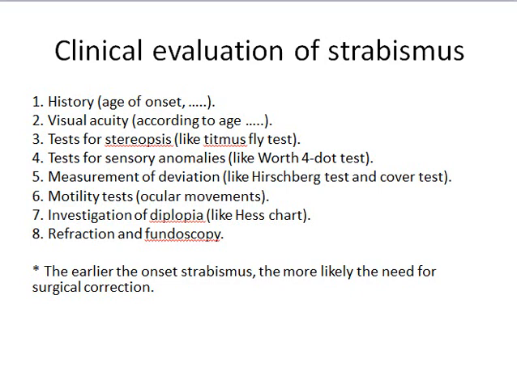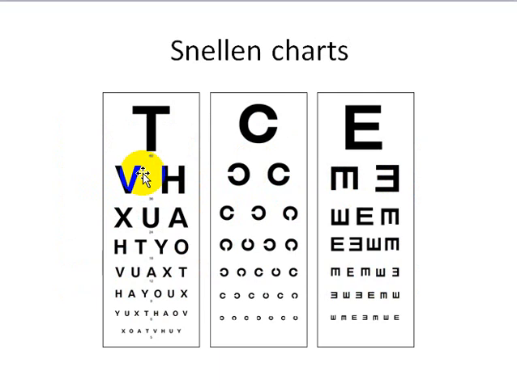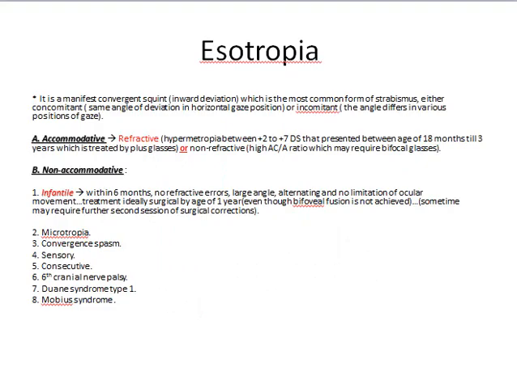Note: the earlier the onset of strabismus, the more likely the need for surgical correction. This picture shows the different types of Snellen chart. Now we will discuss the two most common types of strabismus, or squint: the esotropia and the exotropia.